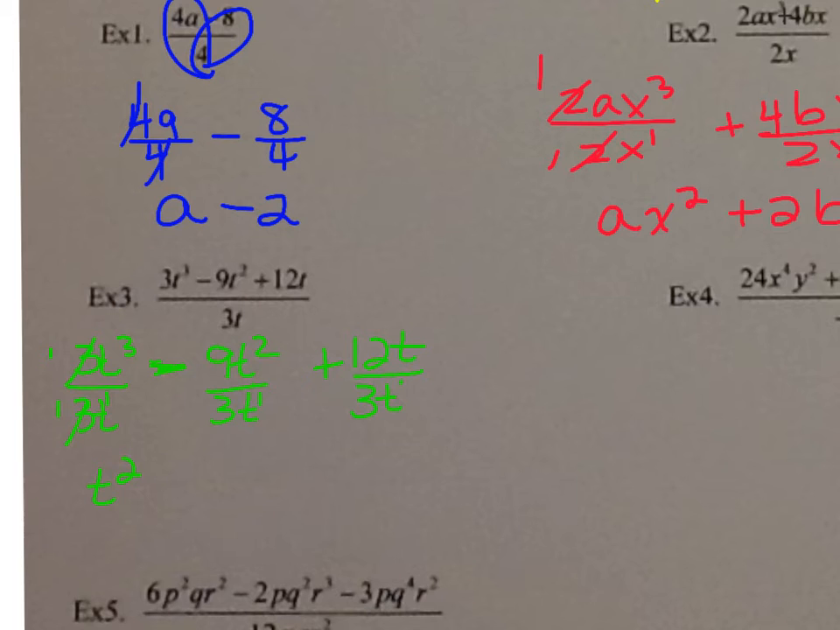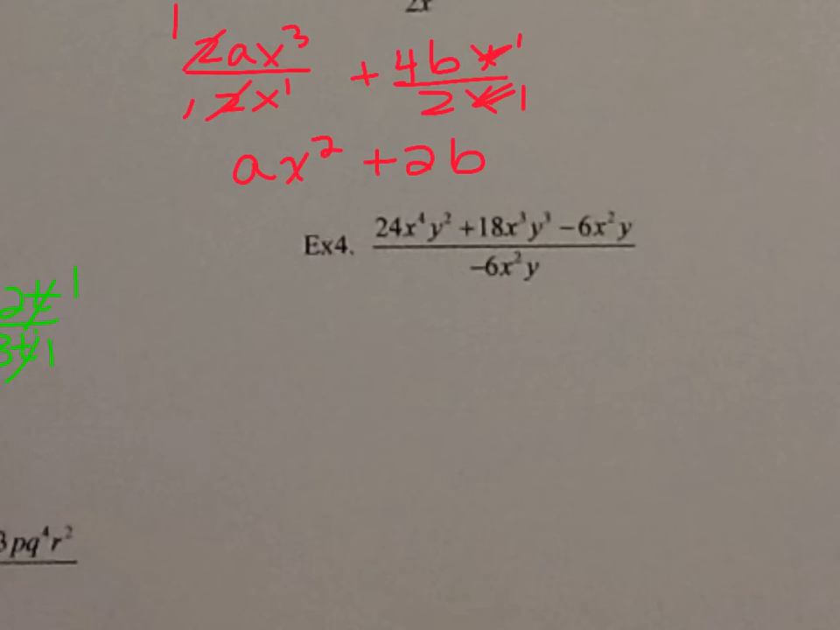Negative 9 divided by 3 is negative 3. T to the second divided by t to the first would be t to the first. Positive 12 divided by 3 is positive 4. And t divided by t is 1. So it's just 4. All right, let's take a look at number 4.